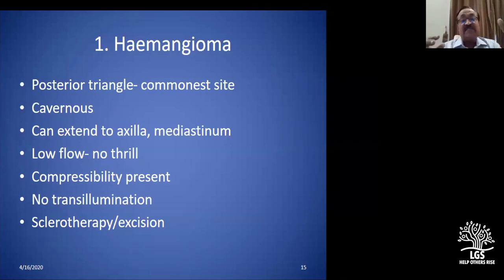Hemangiomas are also called hematomas. Basically, it's a malformation. There could be a low flow status here, where there is no thrill. One of the common mistakes done: hemangioma means thrill. No, hemangioma is low flow, and most of them do not have any thrill.